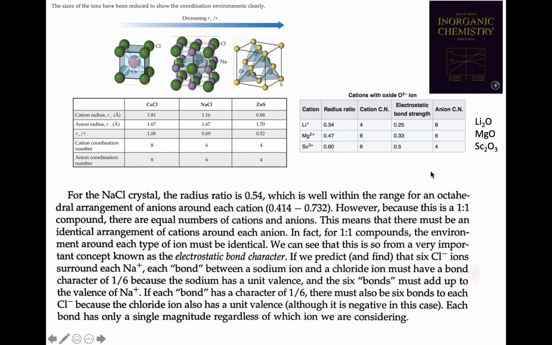If I look in the textbook, Inorganic Chemistry by House, this is that same description of what's going on. It points out that when you have a 1-to-1 ratio in the empirical formula, it means that you have to have identical environments around the cation and the anion. In that 1-to-1 compound, they also had the same charges. It goes on to describe what's called the electrostatic bond character. What happens if they're not 1-to-1? Notice that they're putting bond here in quotes. They're not saying that there is a distinct single bond of some type between the cation and anion. It's instead talking about the overall environment around it.